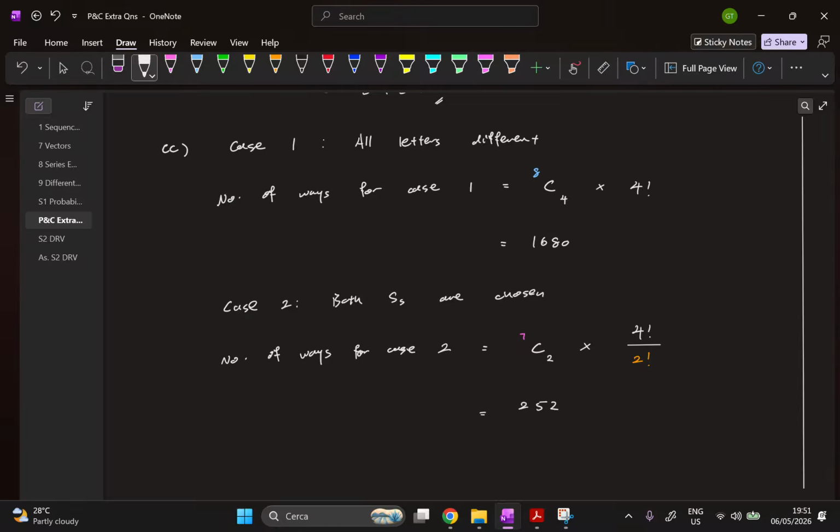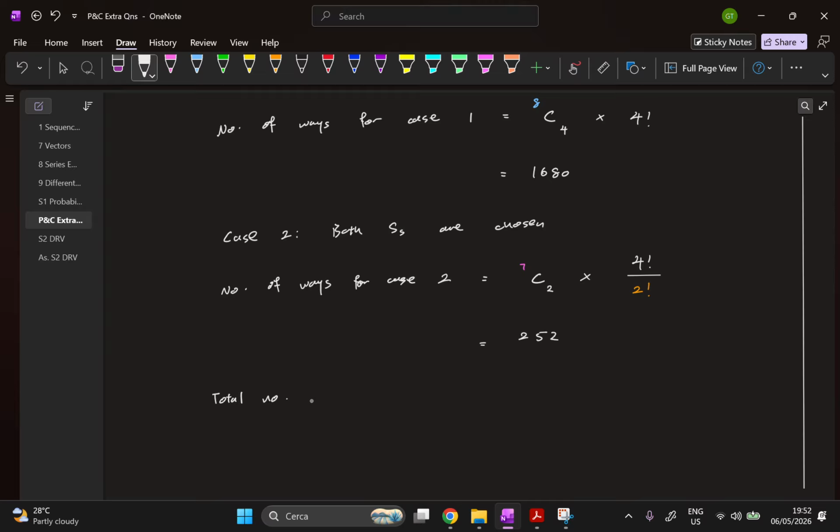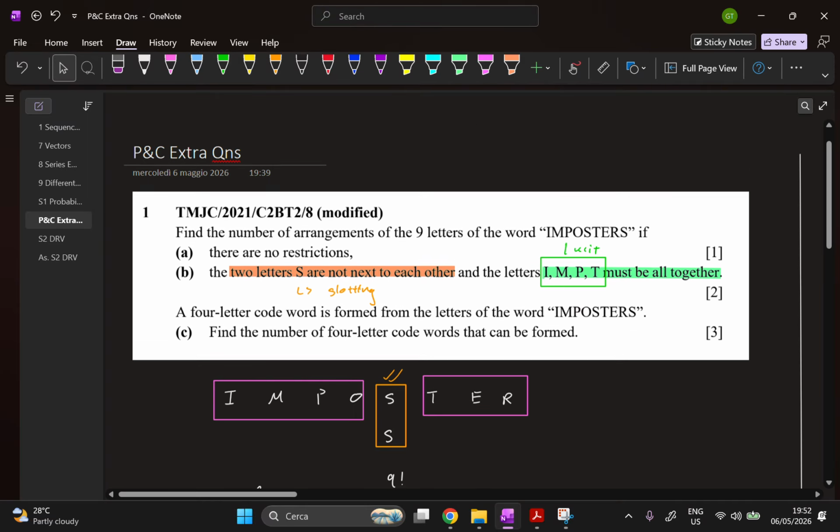Now, because you cannot have both case 1 and case 2, the fact that these are 2 separate possible cases means that these 2 events are mutually exclusive. So for mutually exclusive events, we are going to use the addition principle. We just add the number of ways for case 1 plus the number of ways for case 2, and we're going to get 1932. So that's how you do question 1.